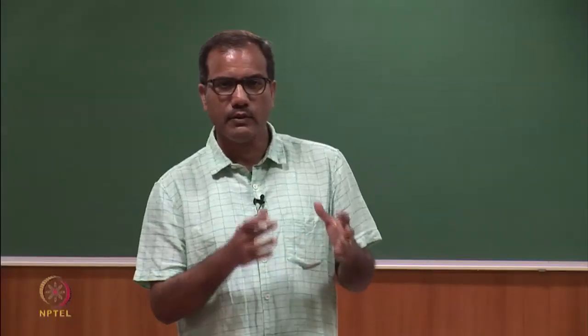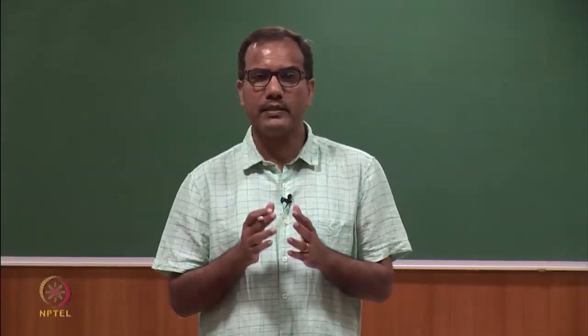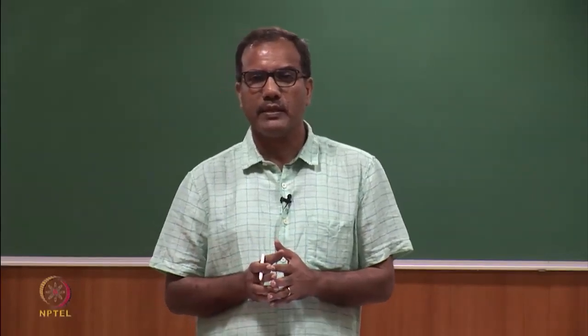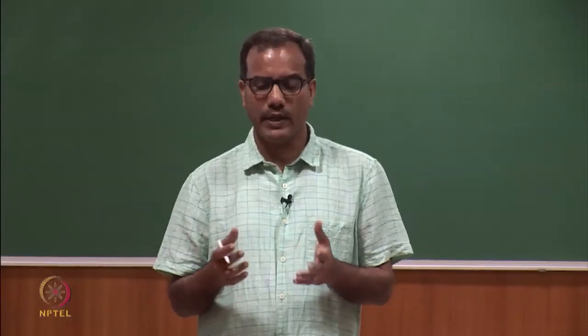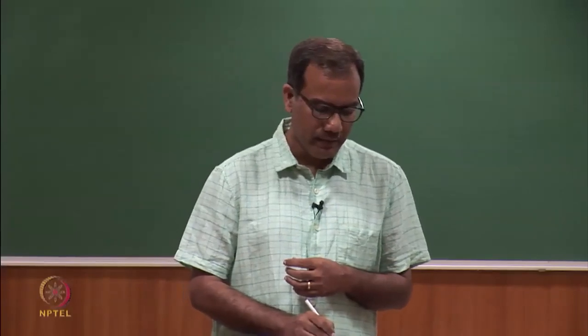The next property is coherent versus non-coherent light. We just discussed that sunlight is polychromatic light. Now, let us compare the light from an LED source and the light from a laser. In the light obtained from the LED, there is a phase difference between different waves, although they have the same wavelength. That combination of waves is called non-coherent light. So, in non-coherent light, waves are not in phase, whereas in coherent light, waves are in phase. Waves that maintain the same phase relation when traveling through space and time are called coherent waves.